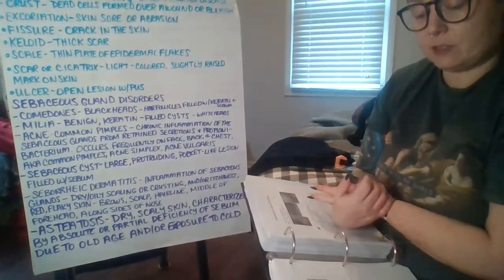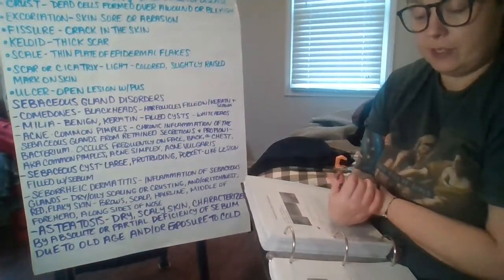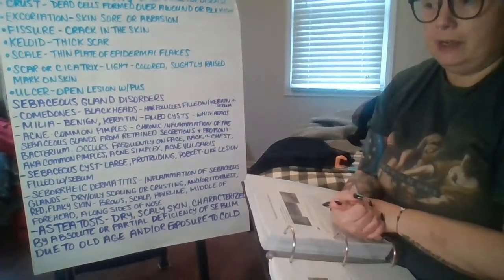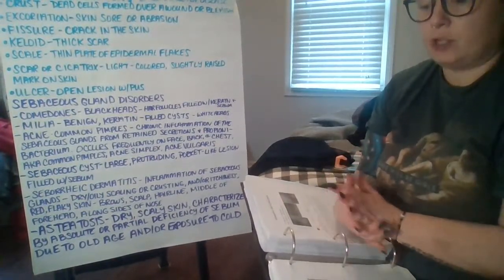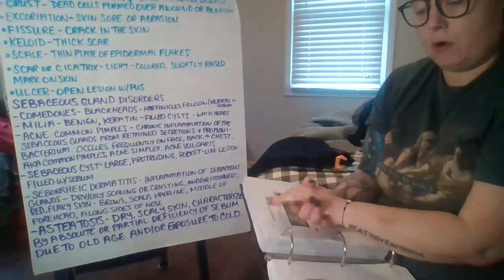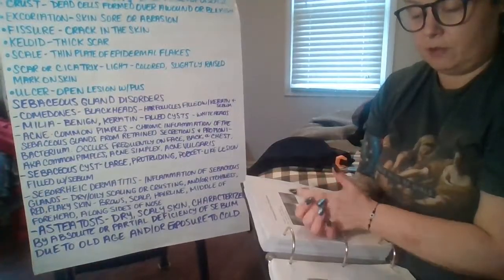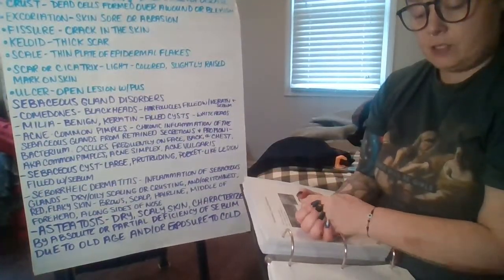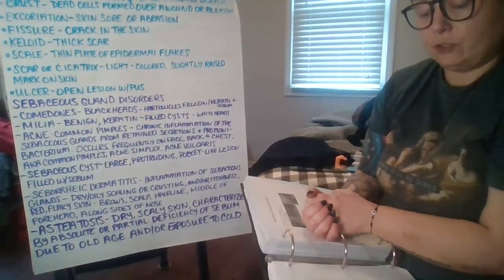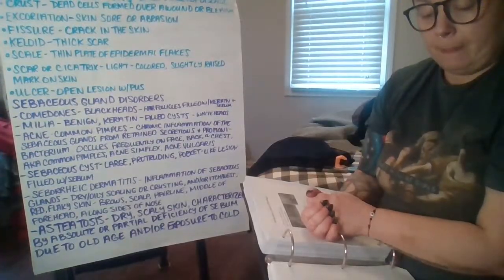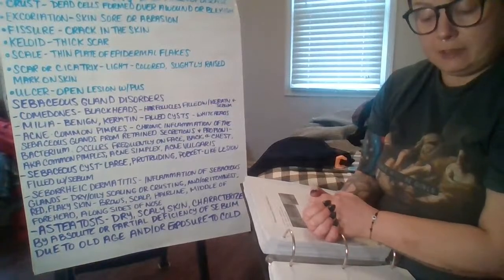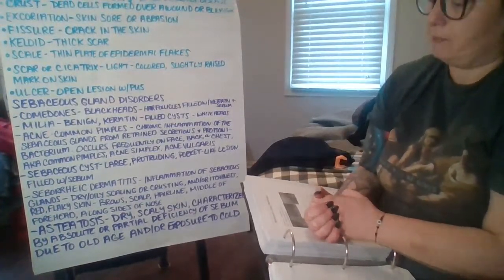A keloid is a thick scar resulting from excessive growth of fibrous tissue. A lot of times people get those with piercings, or I've seen myself after surgeries. Scale is any thin plate of dry or oily epidermal flakes, or like excessive dandruff. A scar or cicatrix is a light colored, slightly raised mark on the skin formed after an injury or lesion of the skin has healed. And then an ulcer is an open lesion on the skin or mucous membrane of the body. It's accompanied by pus and loss of skin depth.